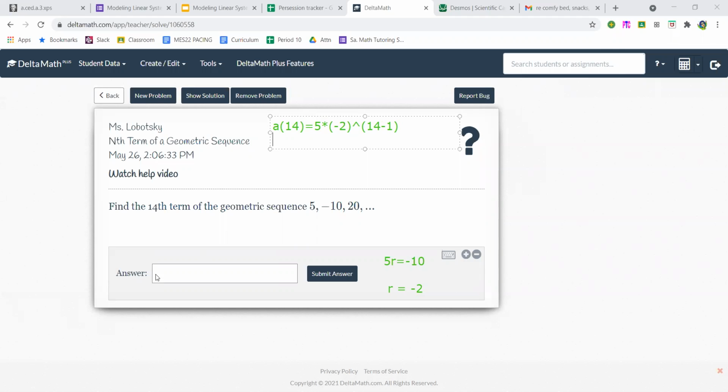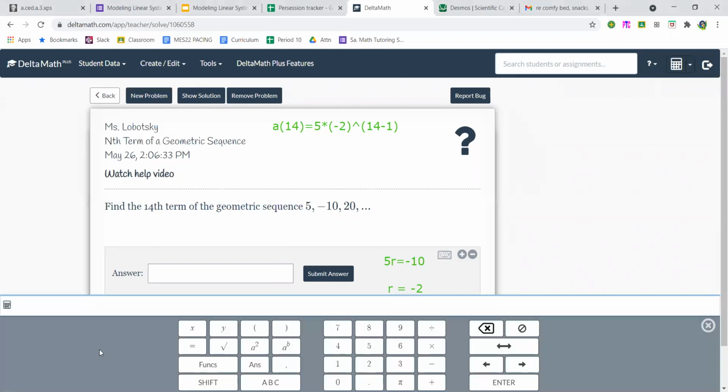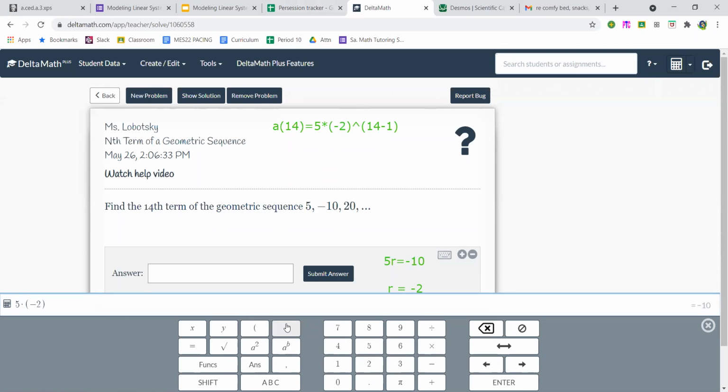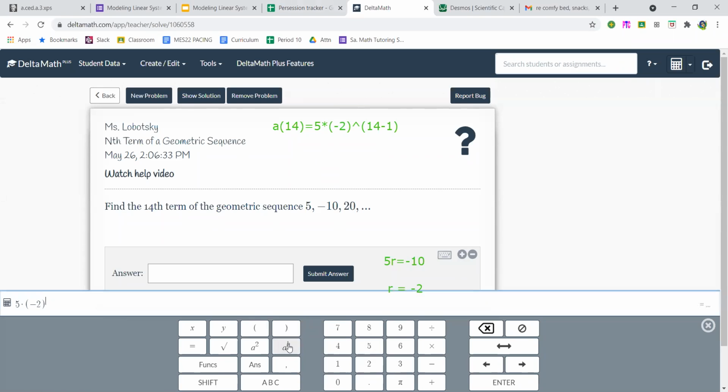So now I can go to my calculator. I can use my Desmos graphing calculator, or I can use my Delta Math calculator, whatever you decide. So I'm going to say, okay, I got to start plugging this stuff in. I'm ignoring the a of 14 or a sub 14, and I'm typing in what's on the right-hand side only. 5 times parentheses -2, close parentheses. Now I have to use this button here to get my exponent.